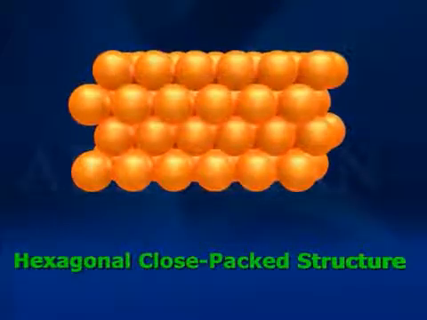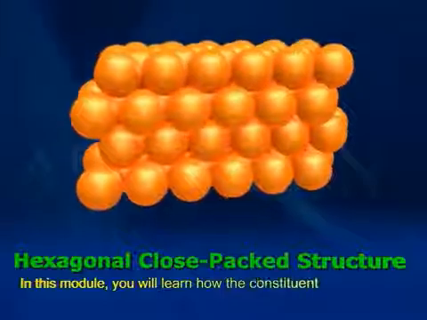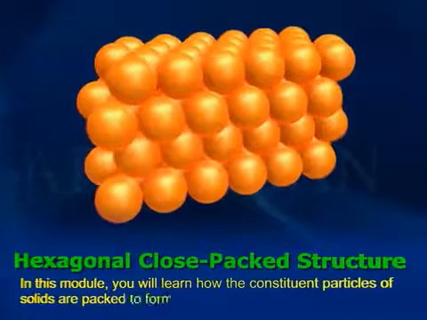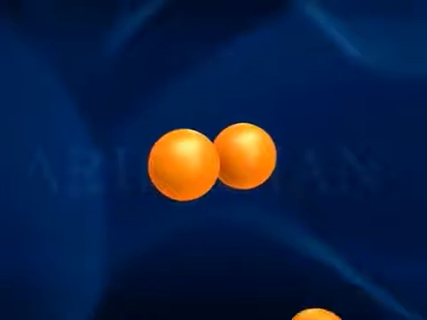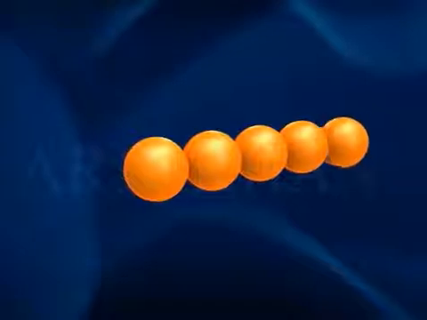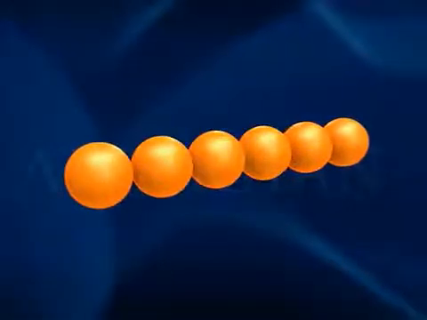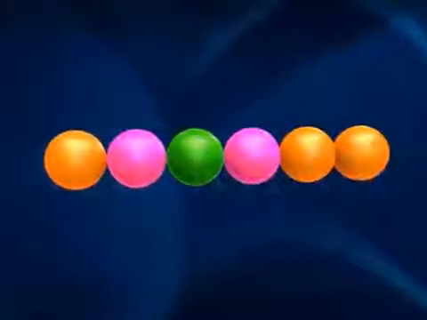Hexagonal close-packed structure. In this module, you will learn how the constituent particles of solids are packed to form a hexagonal close-packed structure. Close packing in one dimension. Let us begin our study by considering the constituent particles of solids as hard spheres. In the close packing in one dimension, the particles are arranged in a row touching one another. In this arrangement, each particle is in contact with two adjacent particles.